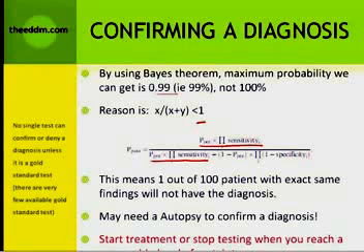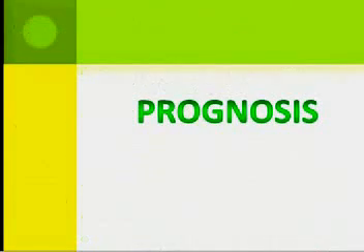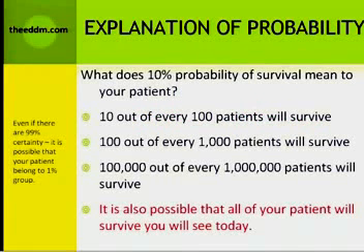This gives you one very important understanding. If you cannot reach 100% certainty, what do you have to do? You have to start treatment or stop testing when you reach a reasonable level of certainty. We'll discuss this in a future slide. Let's discuss prognosis, which we face on a daily basis.